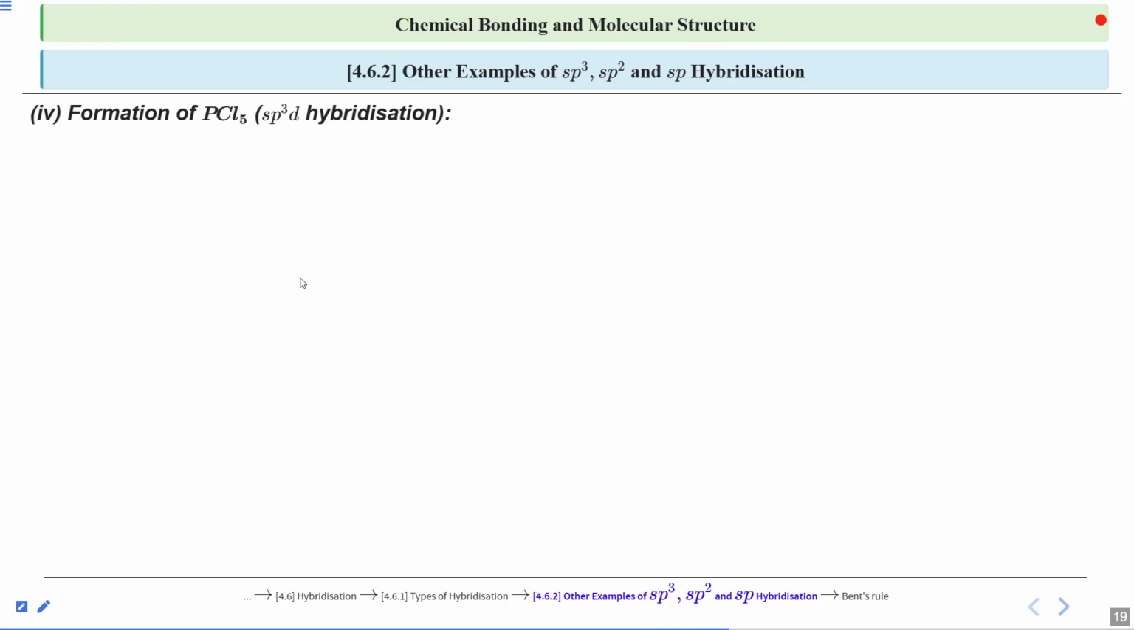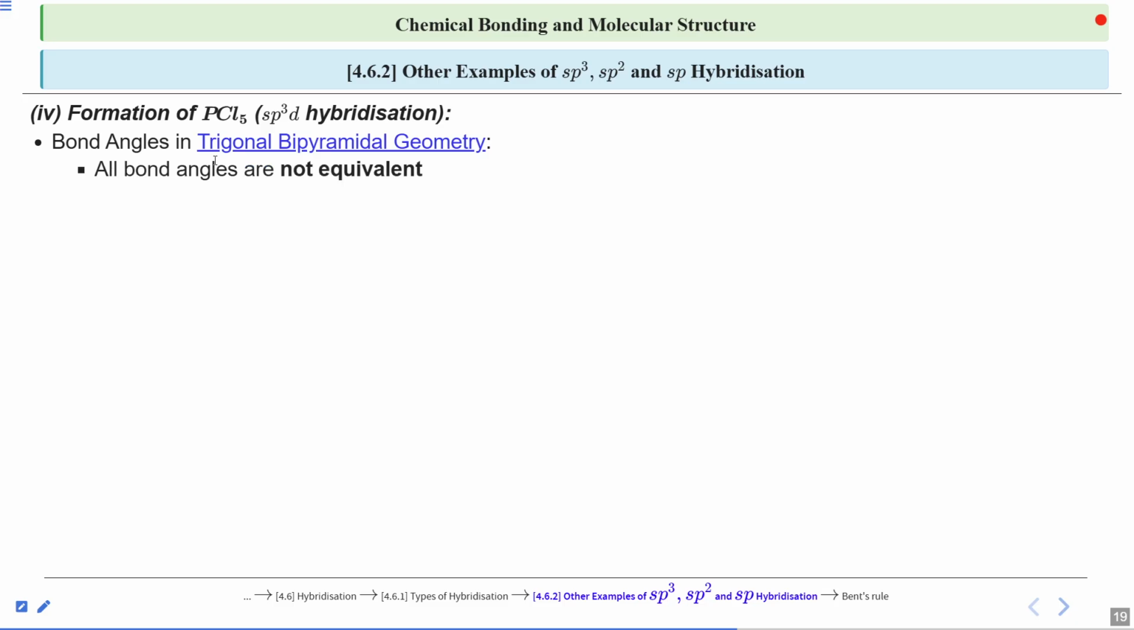Now, what will be the shape? Of course, the bond angles in trigonal bipyramidal geometry will not be equivalent for all. This is very, very important here. If you look at the trigonal bipyramidal shape, it looks like this. There are 3 chlorine atoms in a triangular shape and 2 chlorine atoms perpendicular to that. In this overall structure, 2 bond angles are possible. In the previous cases, you must have seen only one type of bond angle, but here 2 bond angles are possible. One is 120 degree and the second one is 90 degree.